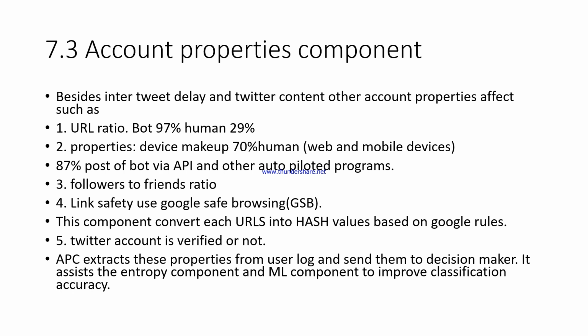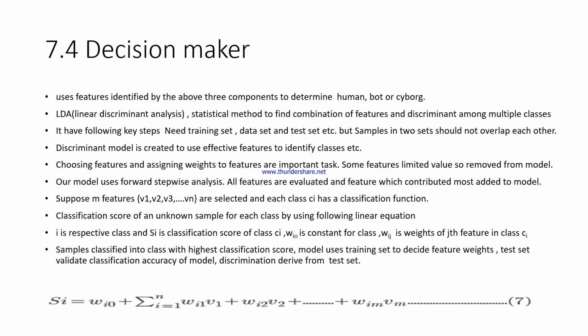The follower to friend ratio is found to be highest in human beings. We also check the link safety, which is determined by the user and Google Safe Browsing. This component converts each URL into a hash value based on Google's rules. The last property is whether the Twitter account is verified or not. With verification, we can easily determine whether it is a human being, a bot, or a cyborg. The account properties component extracts these properties from the user log and sends them to the decision maker. It also assists the entropy component and the ML component in improving the classification accuracy.